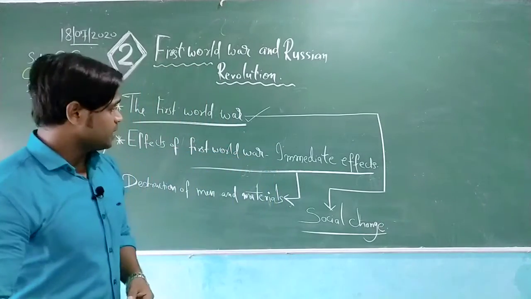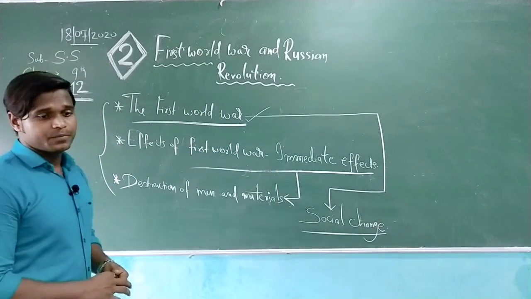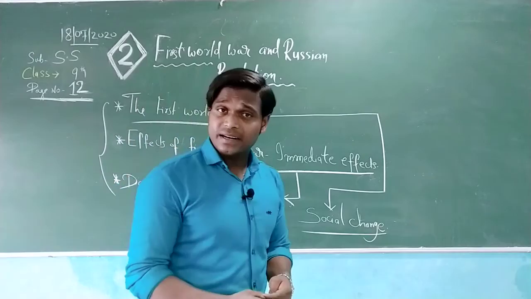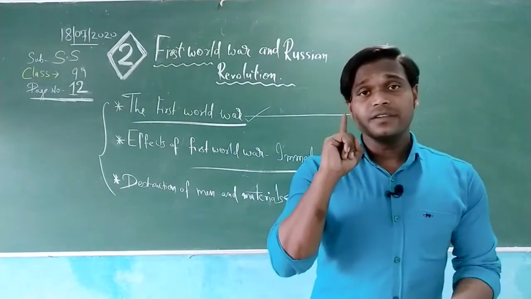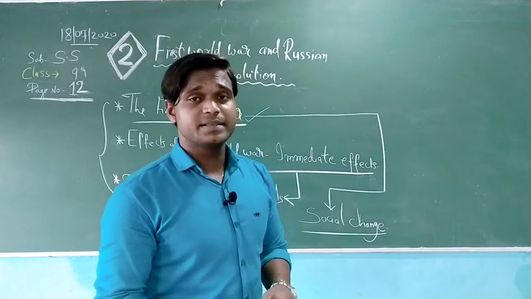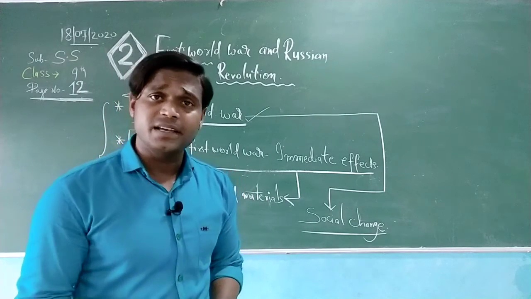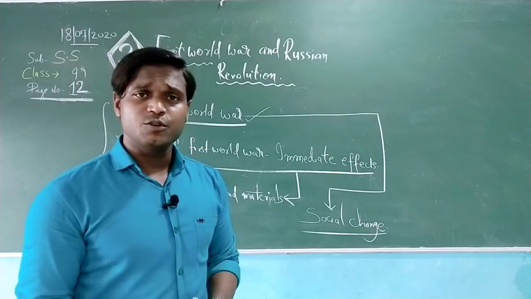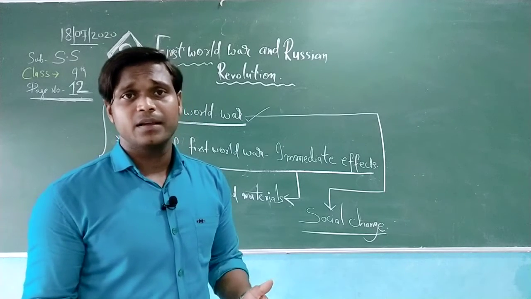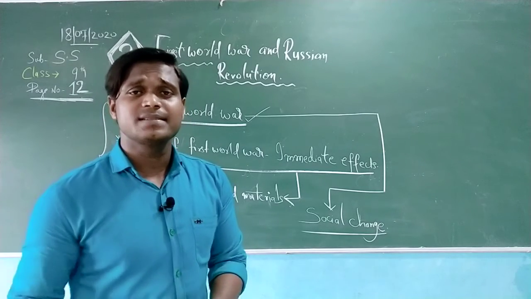See my dear students, if you talk about the First World War, 24 nations supported the Allied nations. Remember that 24 nations supported the Allied nations, and 4 nations supported the Axis nations. This means the Allied group was more powerful compared with the Axis group.